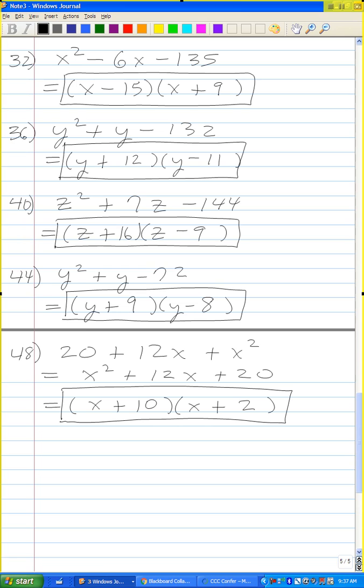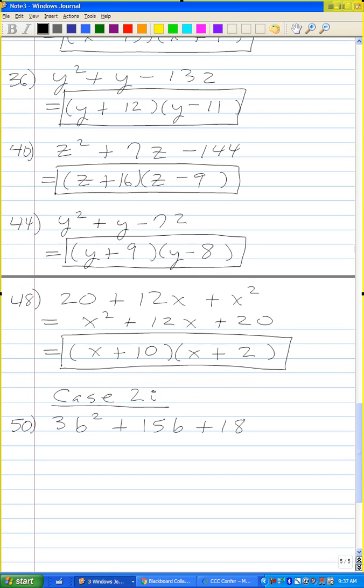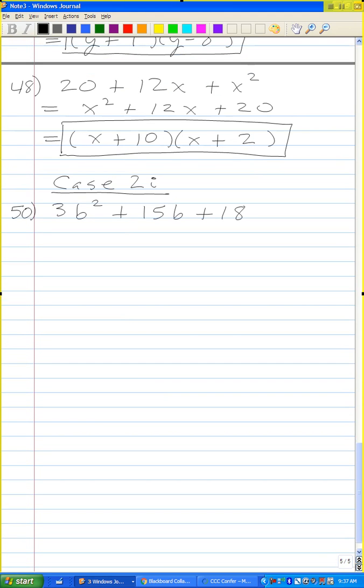Okay, so now let's start to look at case 2i. Okay, so let me do problem number 50. 3b squared plus 15b plus 18. Okay, so in exercises 49 through 96, factor the trinomial completely over the integers. Okay, so let me do that.